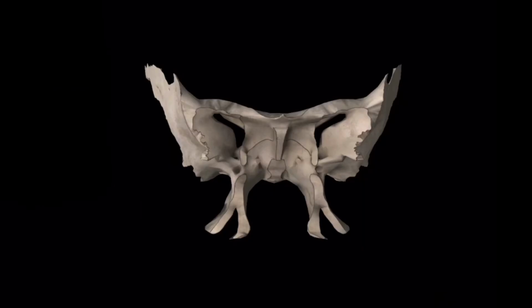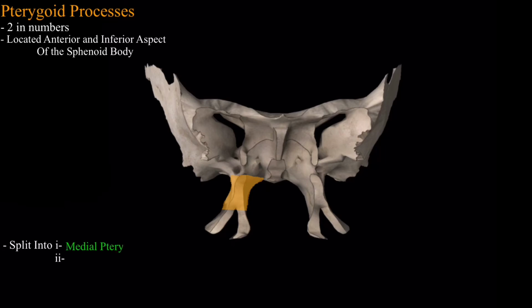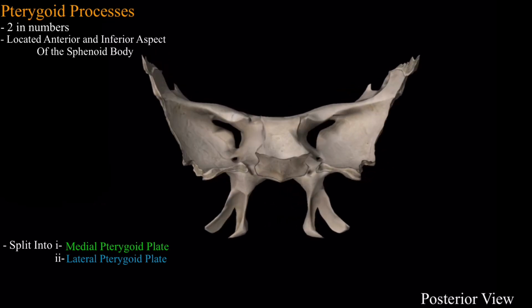Next is the pterygoid processes. There are two pterygoid processes located inferiorly to the body. We will take one pterygoid process as a representative. The pterygoid process is split into the medial pterygoid plate and the lateral pterygoid plate. Posteriorly, between the medial and the lateral pterygoid plate is present the pterygoid fossa.